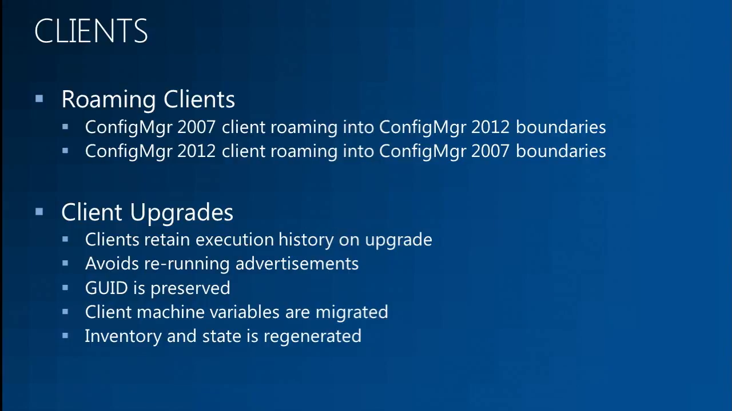The GUID is preserved. I showed you earlier the XP client. It wasn't migrated yet, but it was showing in that collection, so that after the client gets upgraded, it'll automatically fall into that collection. Machine variables, I get this question a lot for OSD. When you migrate a client, those machine variables do come over. The client must first be upgraded and migrated, and then those machine variables are available. And of course, when a client gets upgraded from 2007 to 2012, it does a full inventory, full state backup. 2012 thinks of it, for the most part, as a net new client.